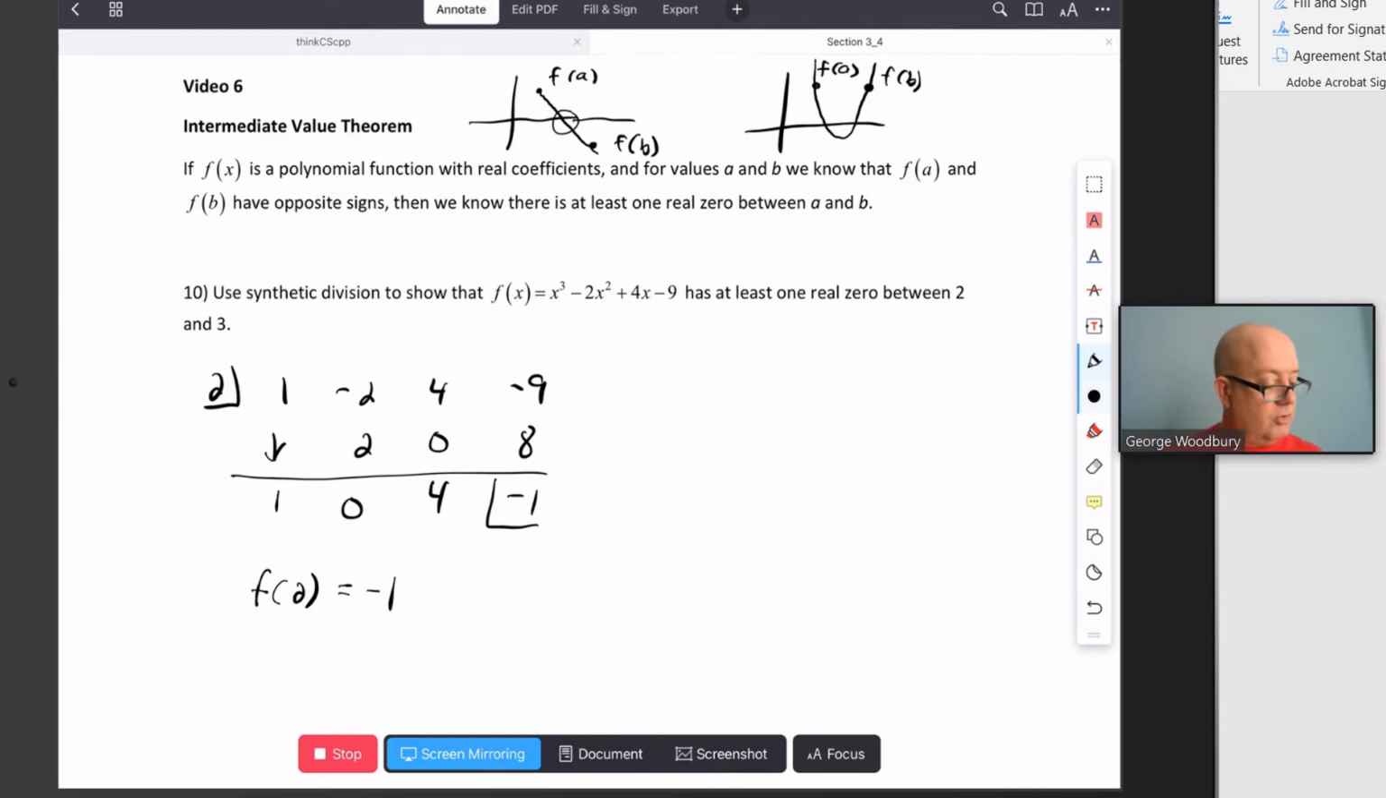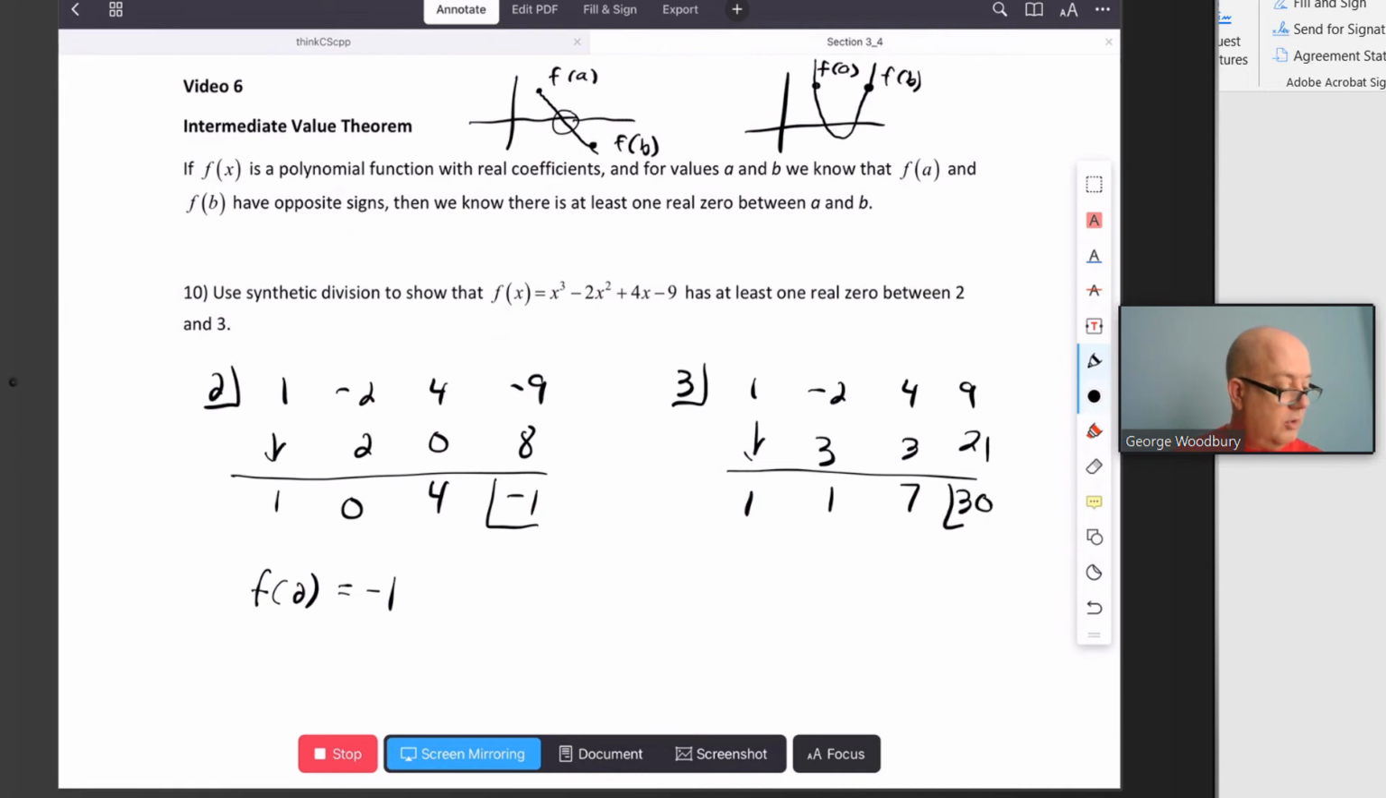All right, let's try 3 with the same function. Bring down the 1. 3 times 1 is 3, total the column. 3 times 1 is 3, total the column. 3 times 7 is 21, total the column. The remainder is 30, so f of 3 equals 30.